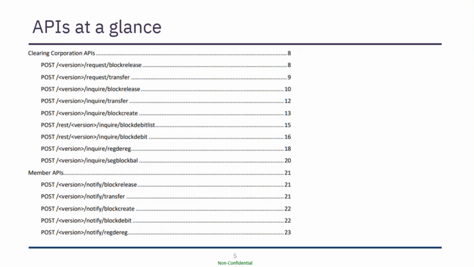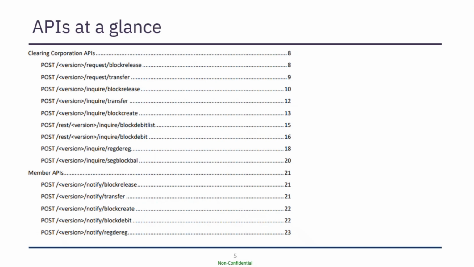And as far as the CC's APIs are concerned, there are two types, request and inquiry. On the request API, right now only block release is useful. Whenever a customer wants to release a block and the member has no objection, there is no obligation, and the member allows the block to be released, then the member has to call the request block release API, which is the first API among the clearing corporation APIs. And transfer is again something futuristic: when we have other segments, we will also have transfers from one segment to the other. The rest of the APIs are all inquiry APIs.